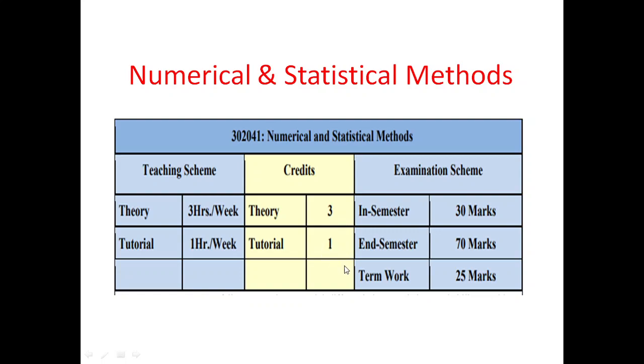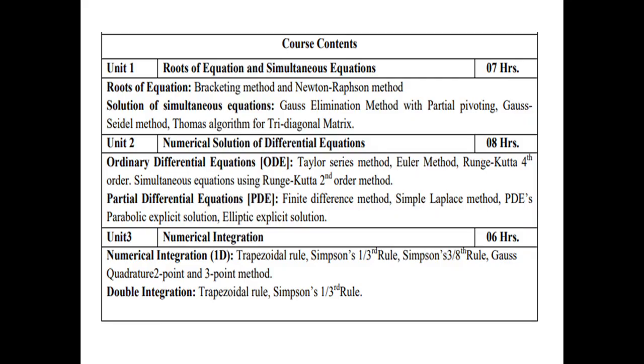What about the examination scheme? In this syllabus, there are 2 examinations, the in-semester examination and the end semester examination. In-semester examination has 30 marks and end semester examination has 70 marks weightage. And you also have term work for 25 marks. Okay, all of you getting? This is the overview of the marking scheme and credits.